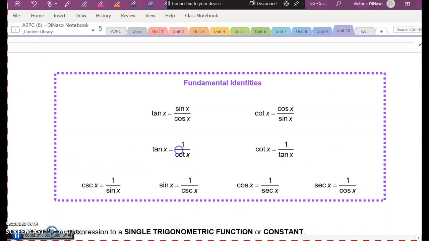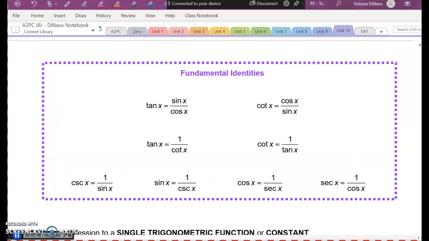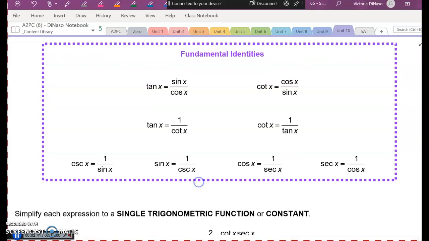Next page. So this is the fundamental identities, okay? Now what we're going to do today is not number-based. What we're going to be doing is changing all of our trig identities into a single trig identity or a constant. The constant will be either like 0, 1, 2, something like that.